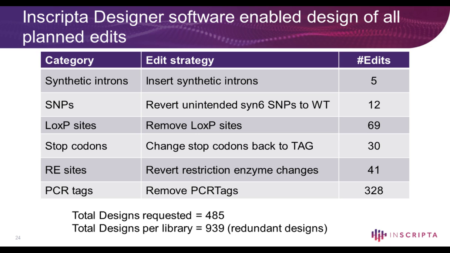So the strategy we took was to be agnostic to any changes they had identified before. So it was almost like a Pepsi test. So we took all the designs that they had created to make that Syn6 strain and reverted them to wild type. So what you see in this table here are the different edit strategies for all the elements that they had inserted or all the elements that they had engineered and reverting it to a wild type.